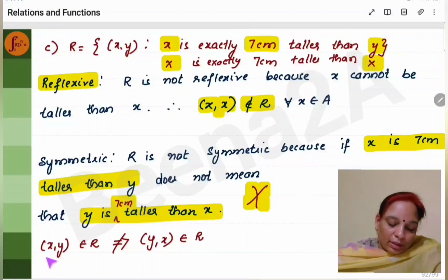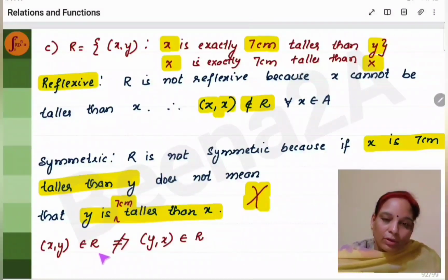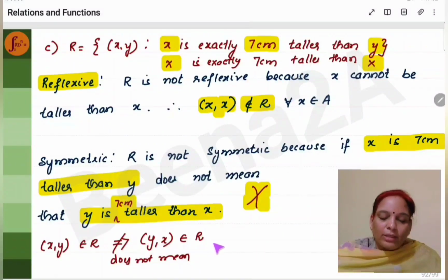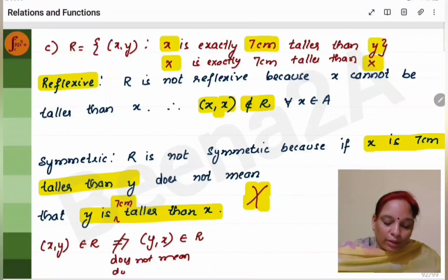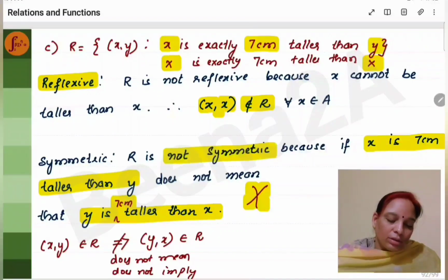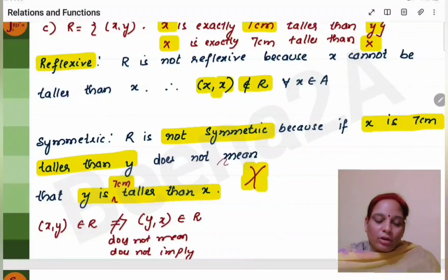So you should write it as xy belongs to R, but yx does not belong to R, right? You can write it as does not imply. Xy belongs to R does not mean that yx belongs to R. This is does not imply. Therefore, R is not symmetric. I can also write this as R is not symmetric because x is 7 centimeter taller than y does not mean that y is 7 centimeter taller than x.